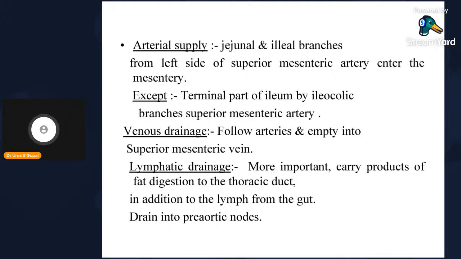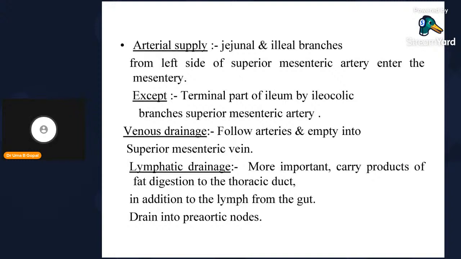Arterial supply: jejunal and ileal branches from left side of superior mesenteric artery enter the mesentery, except terminal part of ileum by ileocolic branch derived out of superior mesenteric artery. Venous drainage follows arteries and empty into superior mesenteric vein. From there, it joins the splenic vein and enters into the liver. It will not drain directly into the inferior vena cava, mind it.